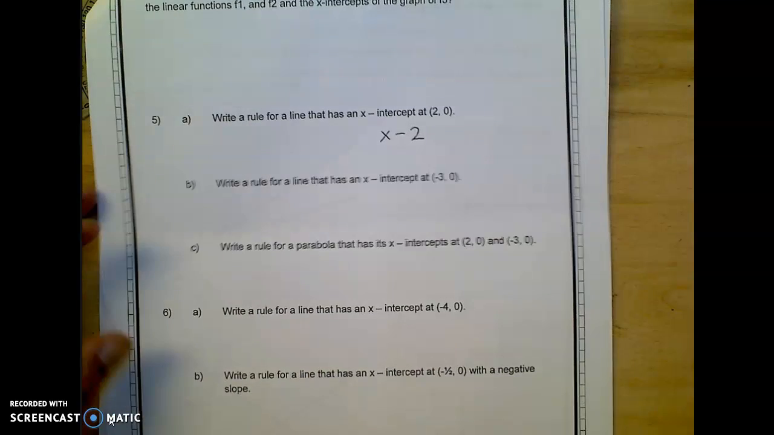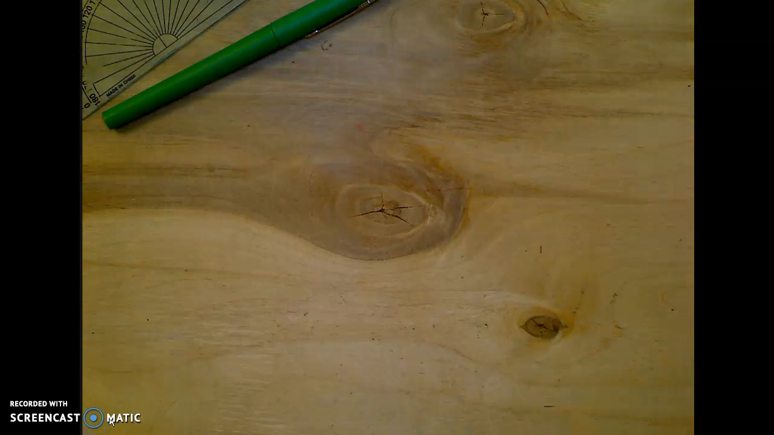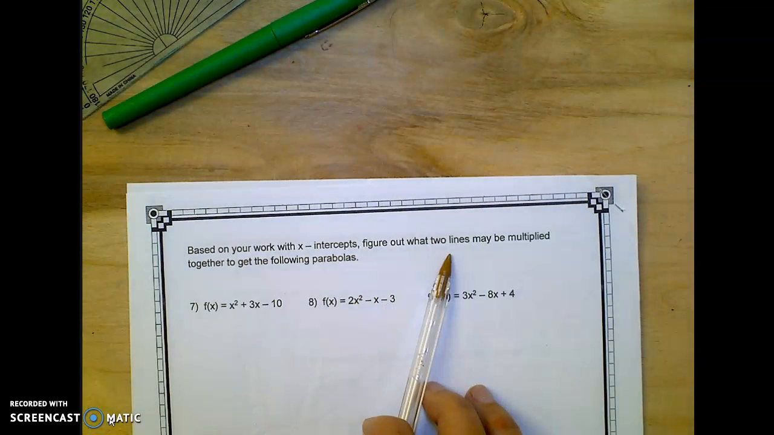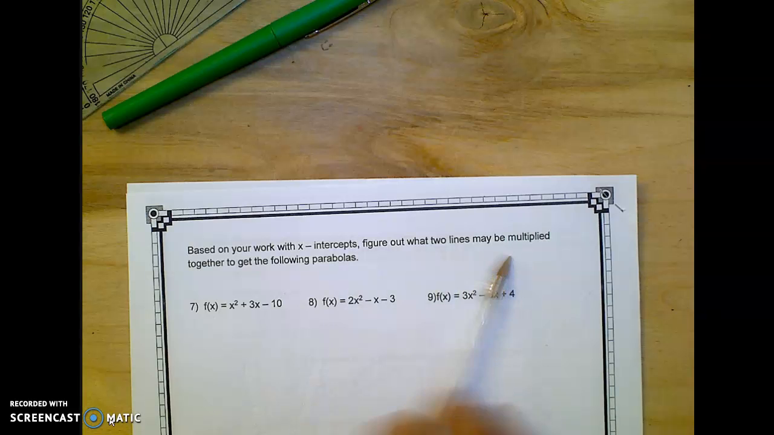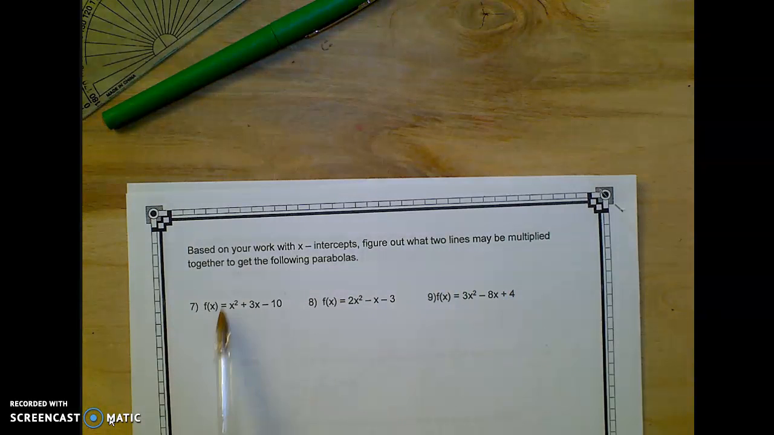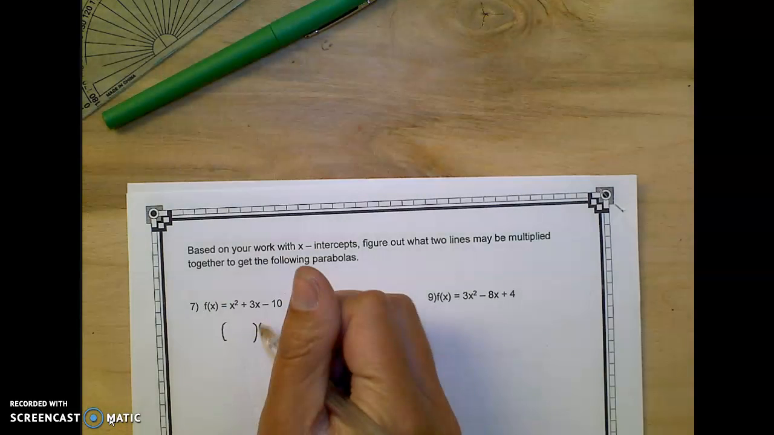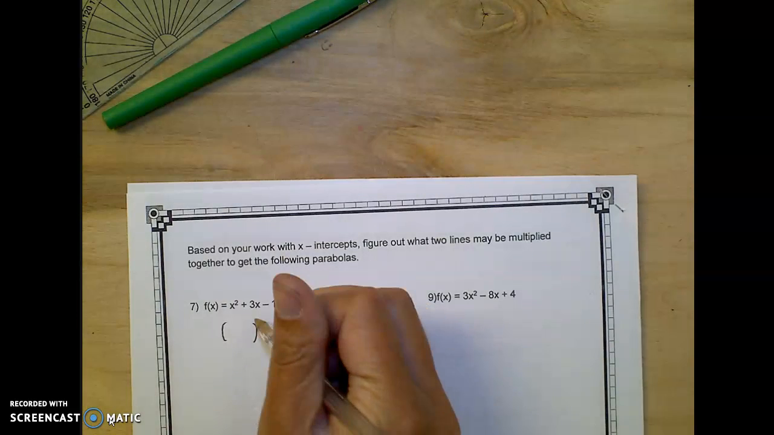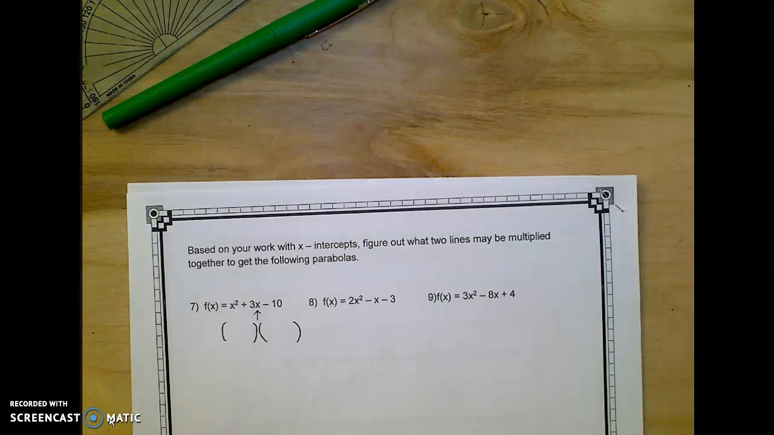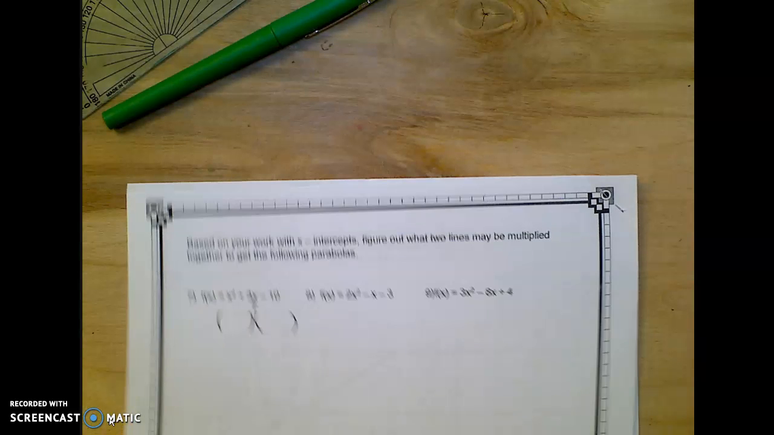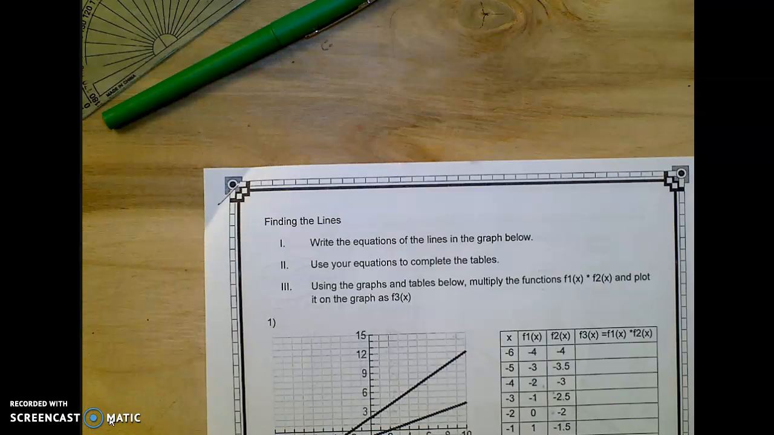I think those are the same for number 6. And then on the back, based on your work with x-intercepts, figure out what two lines may be multiplied together to get the following parabolas. So what I mean by that is, what line here times what line here would get me this parabola? Like, what x-intercepts would I have to get each of those? So try it out. Hopefully that helps a little bit. We'll take a look more on Monday.